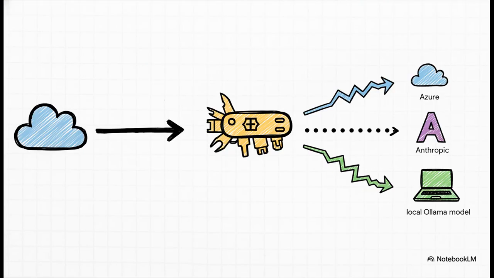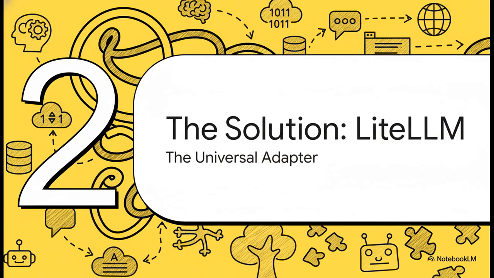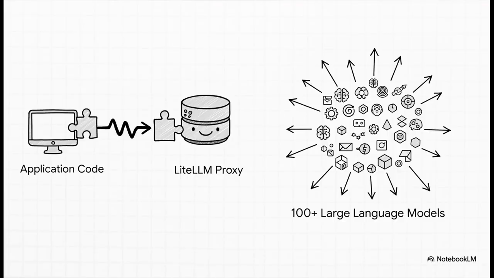So picture this, a kind of universal adapter that sits right between your app and this chaotic Wild West of AI models. Your app makes one simple, standard request to the adapter, and then the adapter figures out how to translate that request for Azure, for Anthropic, for a local Ollama model, or any of the hundreds of other providers out there. And that is exactly what LiteLLM Proxy is designed to be. It's not just some theory, it's a powerful open-source tool that acts as that universal adapter for your entire AI stack.